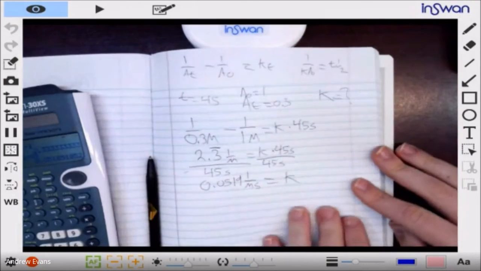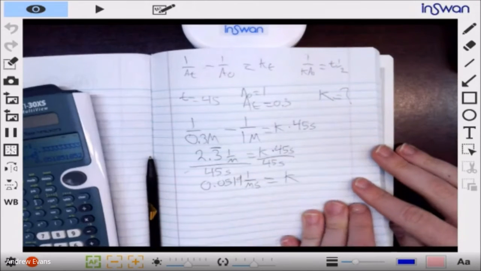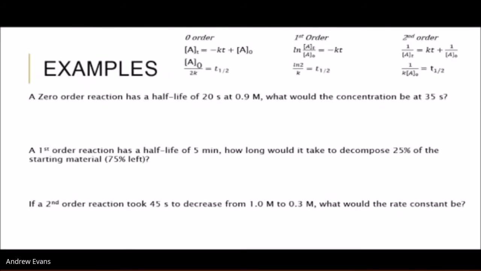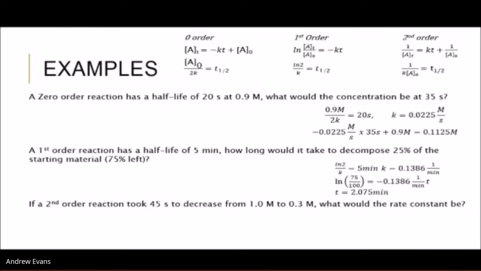But so solve that, you get a number that's 0.0519 1 over M times seconds, which is my K. A number that doesn't necessarily mean a lot to us right now, but if you use that later, that would be helpful to find out more stuff involving that equation.